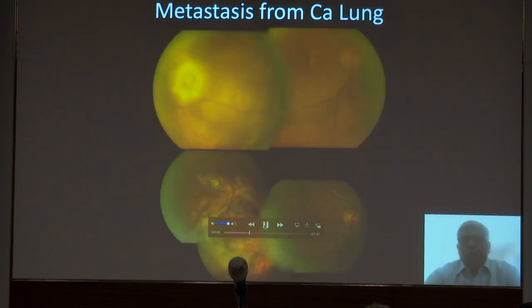Once the needle is removed from the eye, the needle is kept into a bowl of BSS, and the BSS is aspirated through the needle and through the tubing into the syringe. So the little sliver of tissue which is there in the tip of the needle is the one which gets washed into the syringe, and that is the tissue which is utilized for histopathology.